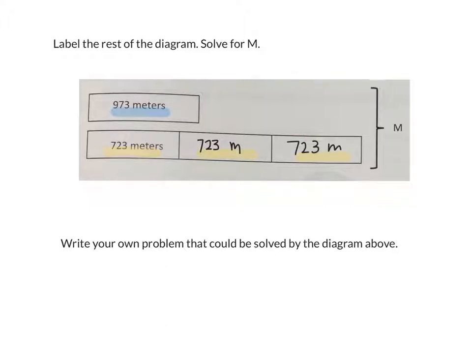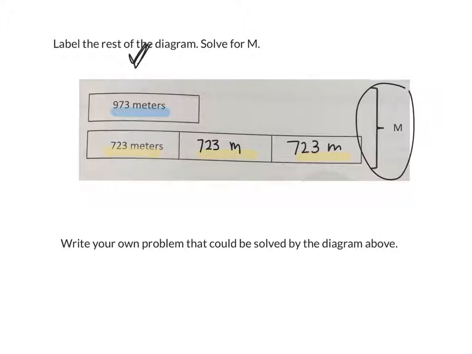Okay, so we've labeled the rest of the diagram. Check, check, check, check. Okay, good. Now, the next part is solve for M. Point to in your notebook where you see M. Yeah, M is right here. What does M represent with that bracket? That bracket shows that M is the total. Good. So how could I find M?